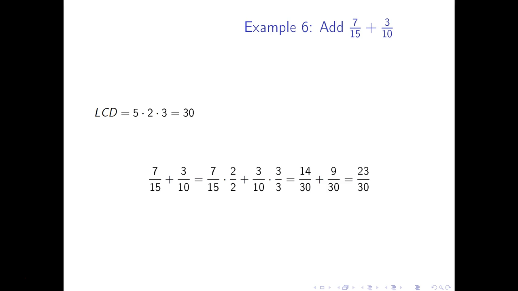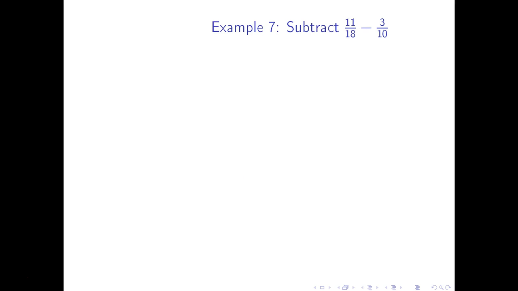Okay, now let's try subtracting these two. So I've got 11/18 minus 3/10. Go ahead and find the lowest common denominator, modify the fractions, subtract them, and you may have to simplify it then. Go ahead.